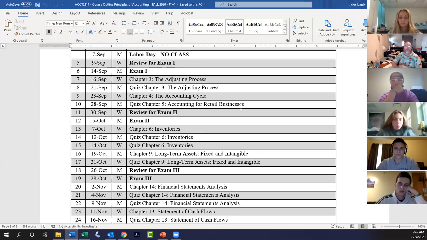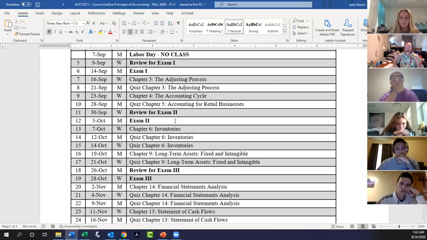Then we'll go into the rest of September, which will be chapters 3, 4, and 5, where we'll introduce what is known as the adjusting process in the accounting cycle, and then talk about variations of 2 of the financial statements. One is a classified balance sheet, and then a multi-step income statement. So we'll do both of those. And then we'll do another review at the end of September on the 30th for exam midterm number 2. And that's the first half of the course.